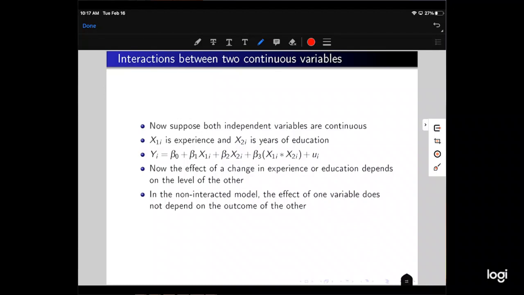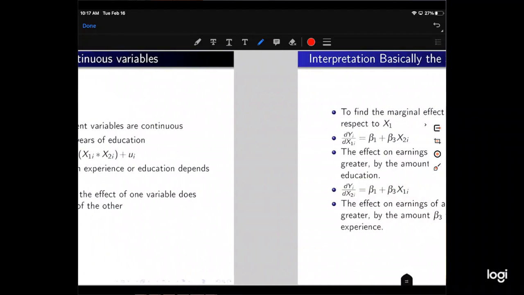Okay, interactions between two continuous variables. Now suppose both independent variables are continuous. X1 is experience and X2 is years of education. And we can just create an interactive model where we have X1 times X2, just like we had X1 times D, but now we're multiplying by another continuous variable. And now the effect of a change in experience or education depends on the level of the other, just like before. In the non-interactive model, the effect of one variable does not depend on the outcome of the other.